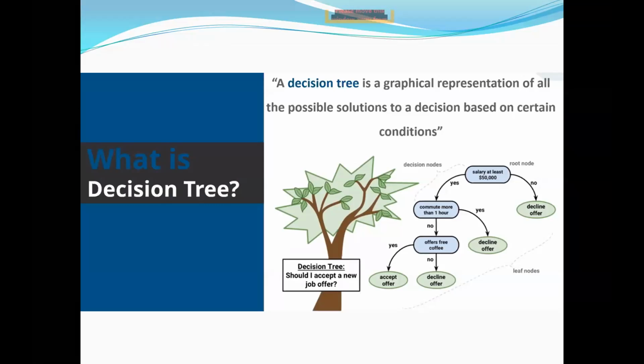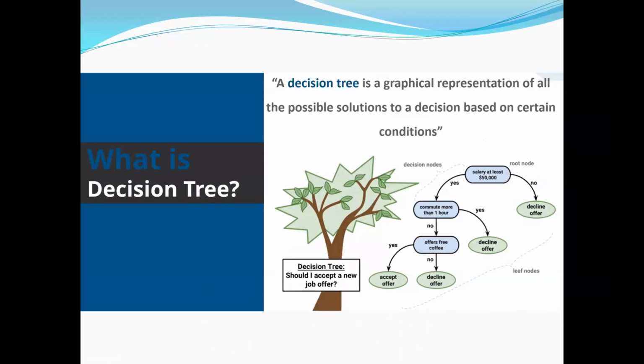So generally, a decision tree is a graphical representation of all possible solutions to a decision based on certain conditions. We are fixing certain conditions, and based on that it is going to classify your data, right? So simply look at this particular picture. Here I am showing a tree. What is the structure of a tree?